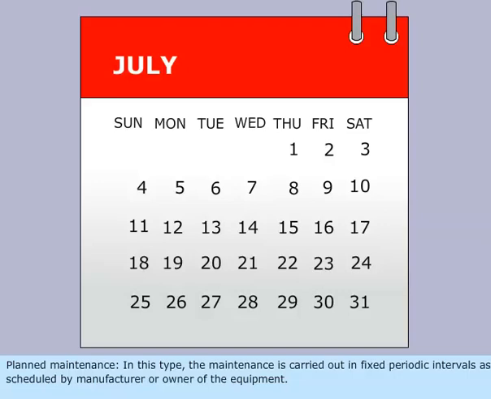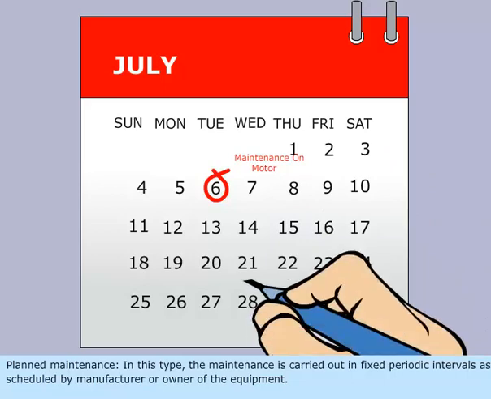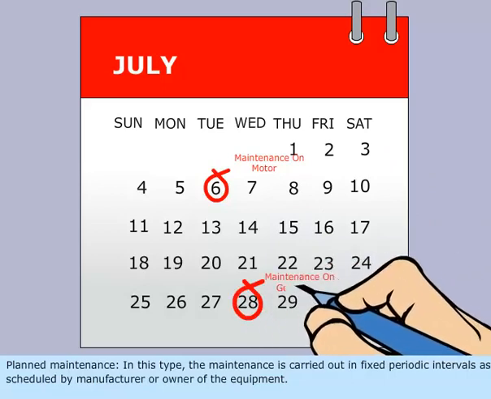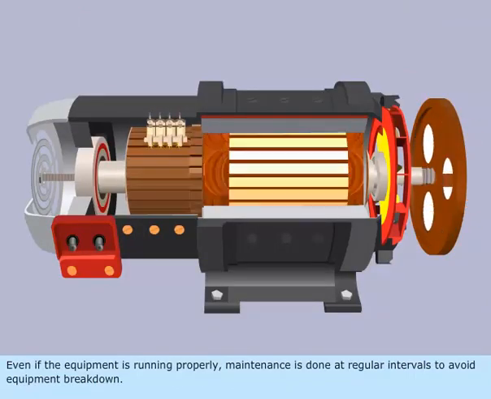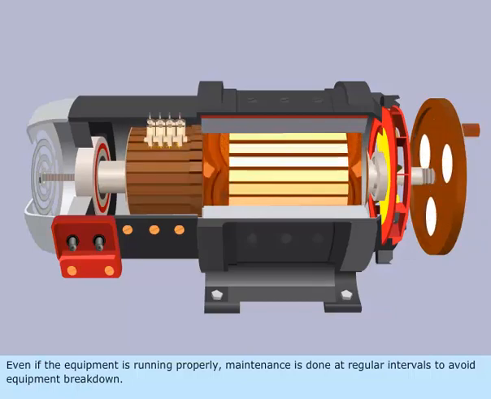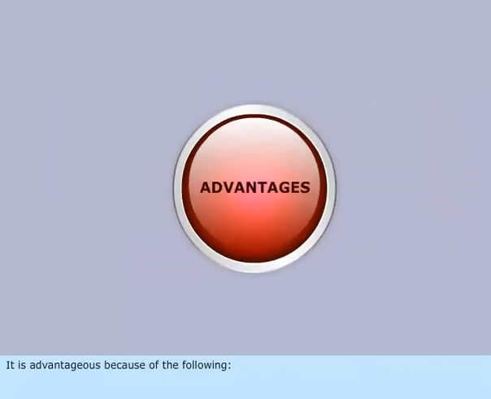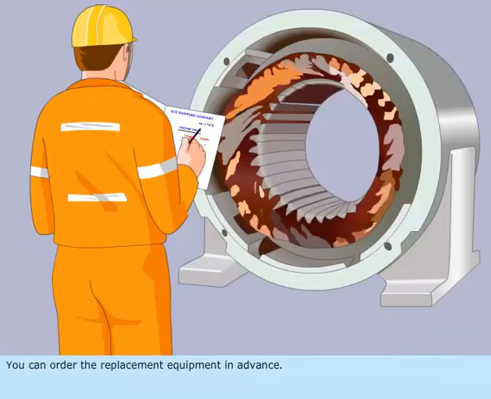Planned maintenance. In this type, the maintenance is carried out in fixed periodic intervals as scheduled by manufacturer or owner of the equipment. Even if the equipment is running properly, maintenance is done at regular intervals to avoid equipment breakdown. It is advantageous because of the following. Maintenance can be carried out at periods favorable to the shutdown of the plant and when manpower is available. You can order the replacement equipment in advance.